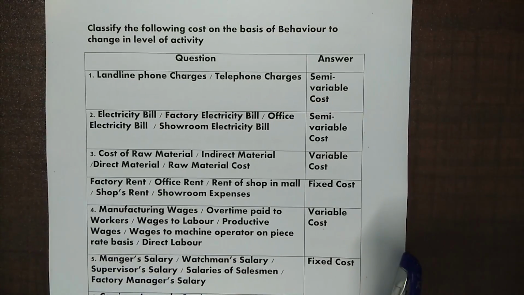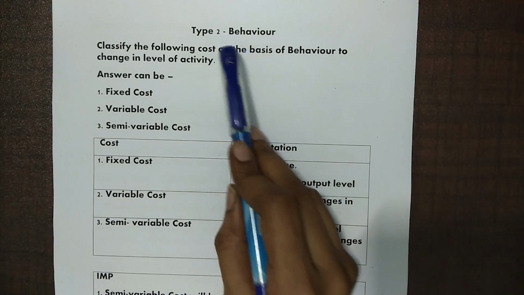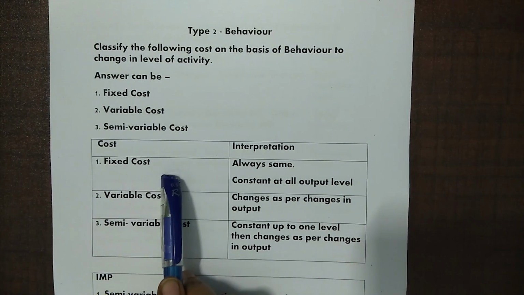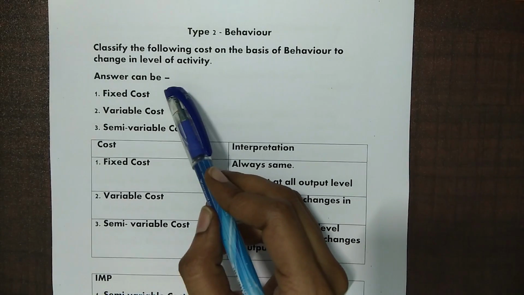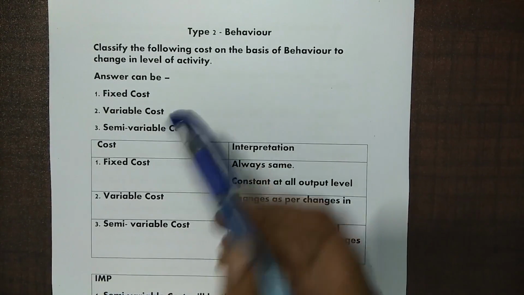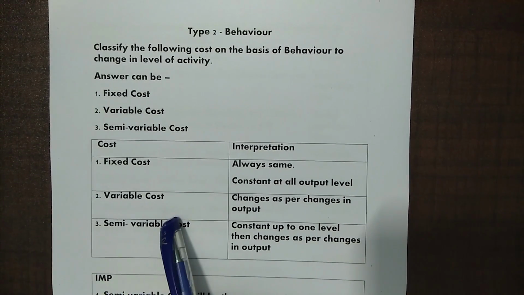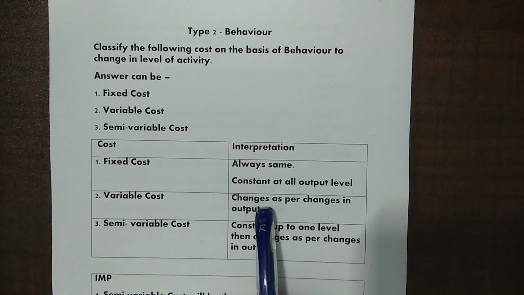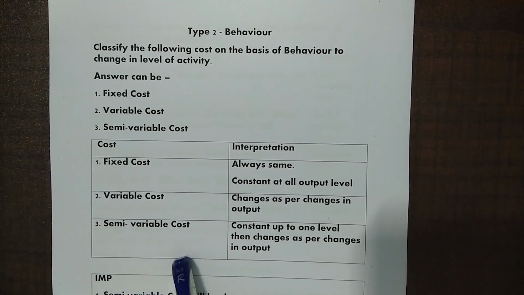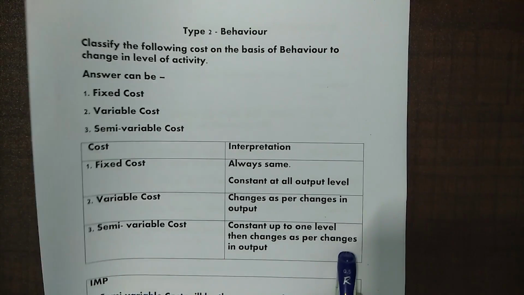Again, I am going to do one quick revision. If the question is cost classification on the basis of behavior to change in level of activity, then the answer can be either fixed cost, variable cost or semi-variable cost. Fixed cost is such type of cost which is always the same. Variable cost, that is a changing cost, and the next one is semi-variable cost, which means it will be constant up to one level and after that it will change.